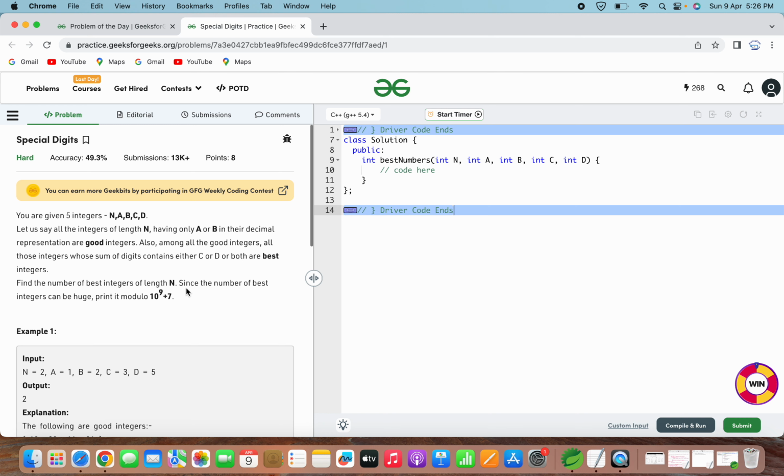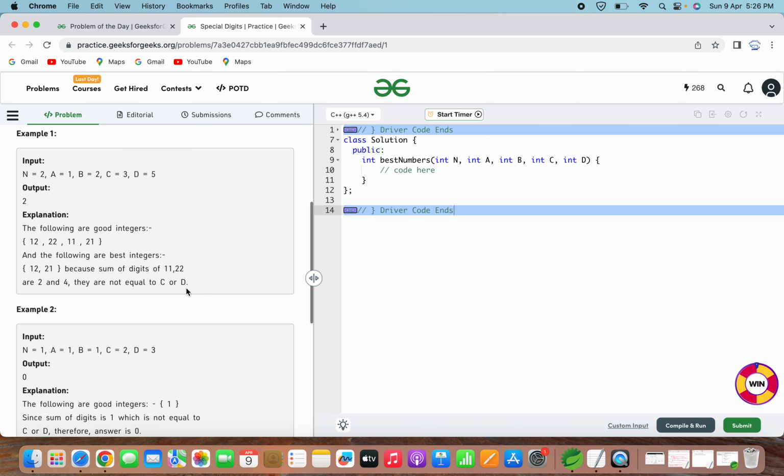Okay, so here it is said that we will be given 5 integers and we have to formulate some good numbers consisting of only a and b of length n. And among those good numbers, if we add the digits of those good numbers, then if those summed up numbers contain c or d, then those numbers can be considered as the best numbers. So out of those good numbers, we have to find how many best numbers are there. Okay, so let's go through and understand the given problem statement here in the given examples.